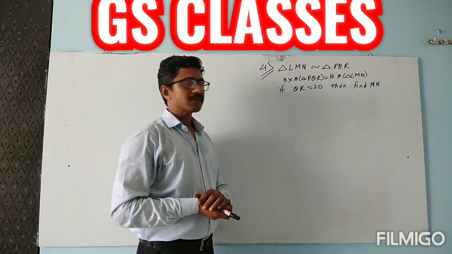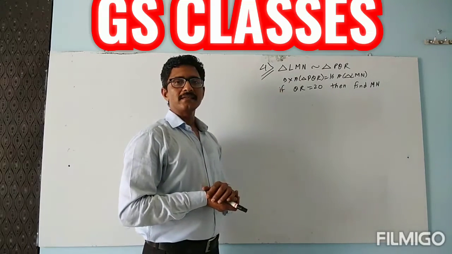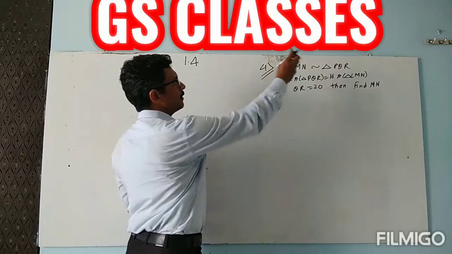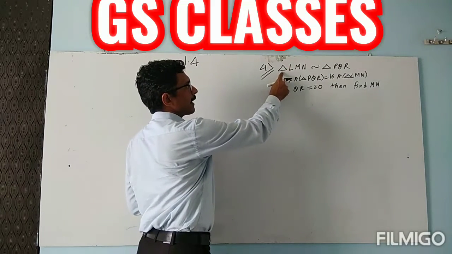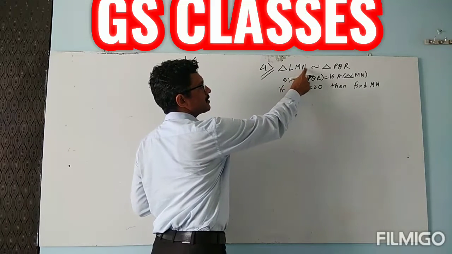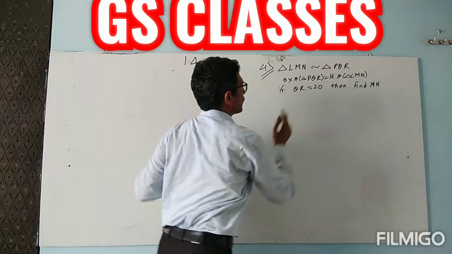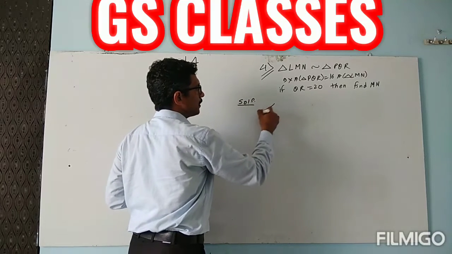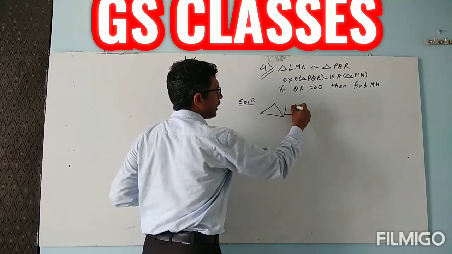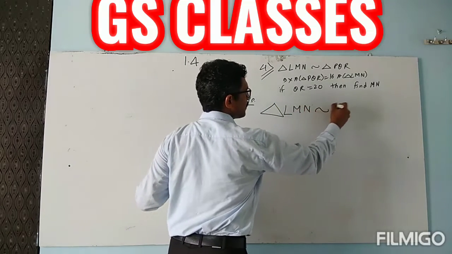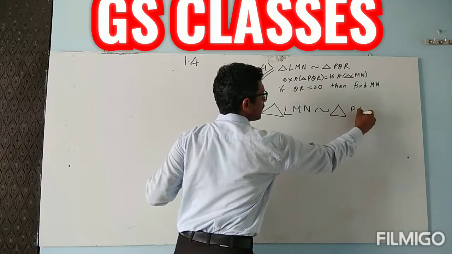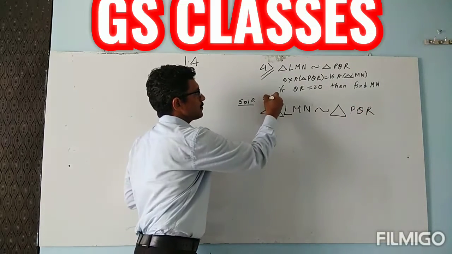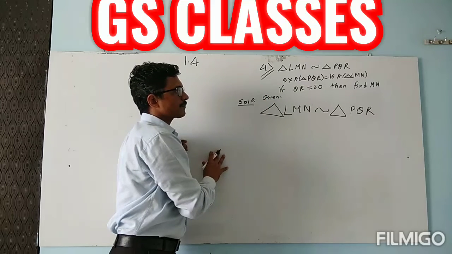So hello students, let's continue with the numericals. Children, in this question they have given us triangle LMN is similar to triangle PQR. So let's write in the solution: triangle LMN is similar to triangle PQR. This is given information.